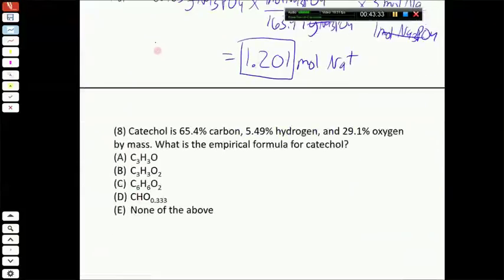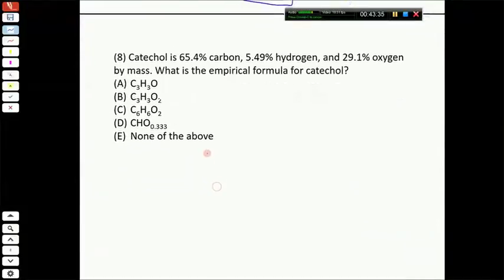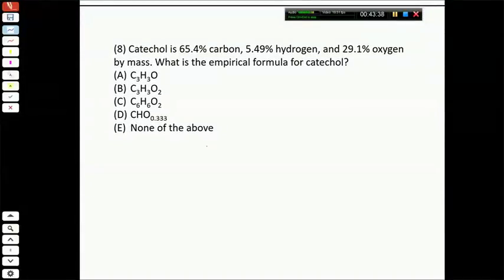The next type of problem that is very common on this exam deals with converting mass percents into chemical formulas, or in a related sense using combustion analysis to do the same thing. And so what we have here is a compound called catechol, which has a mass percent of 65.4 for carbon, 5.49 for hydrogen, and 29.1 for oxygen. We want to know what is the empirical formula.